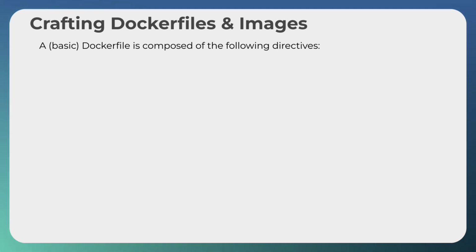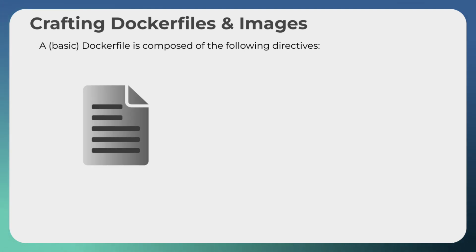So a basic Dockerfile has the following directives. Again, it's just a file, and we add the instructions to create that image. The first thing that you will see in a Dockerfile is FROM. This is a directive that allows us to set the base image. In order to create our new image, we have to base it off of another image, a base image, as they call it, that is already created. We can just pull that from a registry.